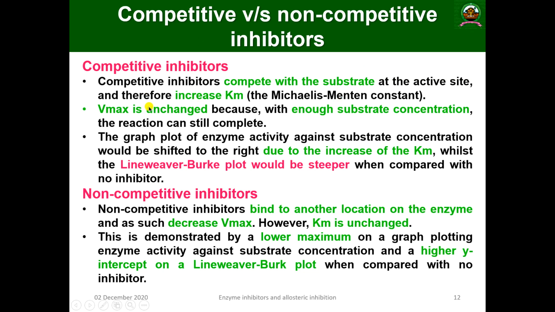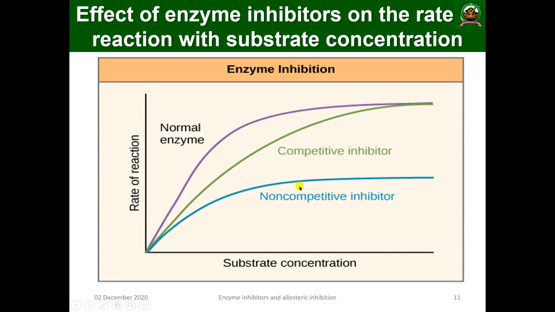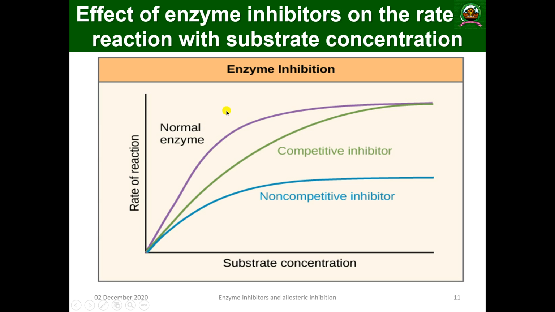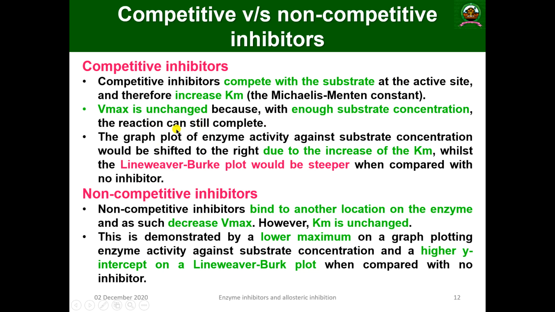Very briefly, a competitive inhibitor competes with the substrate at the active site, and therefore it increases the Km value. The Vmax is unchanged because with enough substrate concentration, the reaction can still complete. So Vmax will not change, but Km will increase.